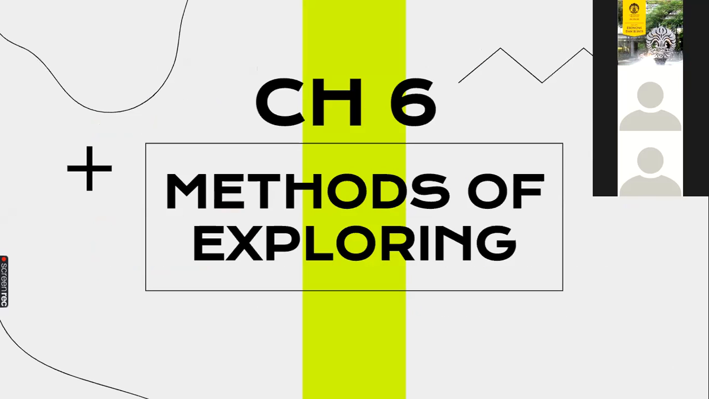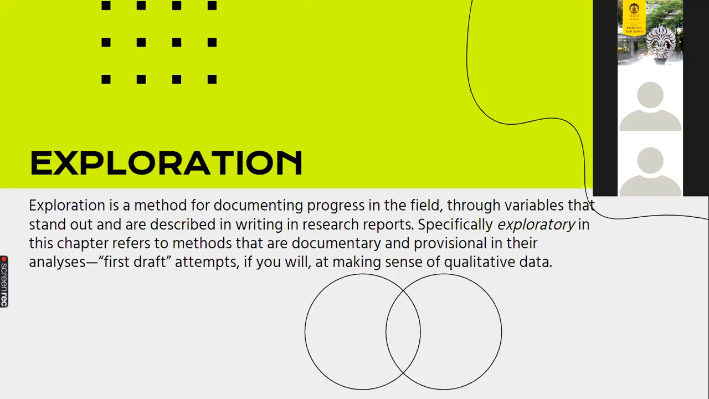Okay, so now we're going to move on to chapter 6, which will cover the methods of exploring. Next slide, please. Okay, so we're going to start off by defining exploration itself. Exploration is a method for documenting progress in the field through variables that stand out and are described in writing in research reports. Specifically, exploratory in this chapter refers to methods that are documentary and provisional in their analysis, or first draft attempts at making sense of qualitative data. Next slide.